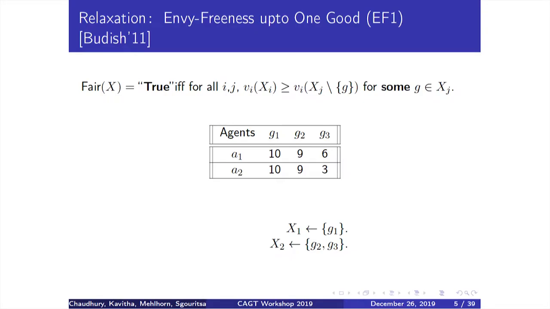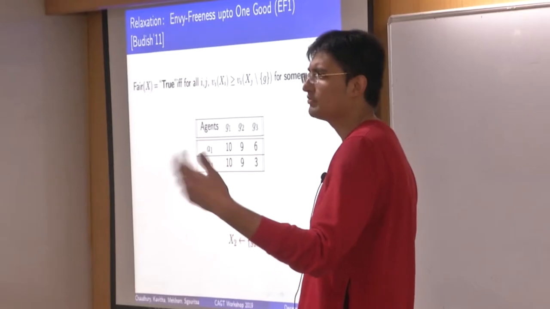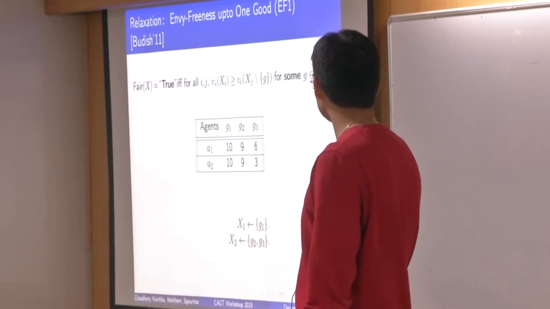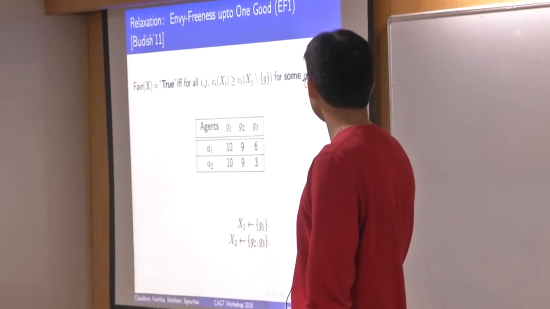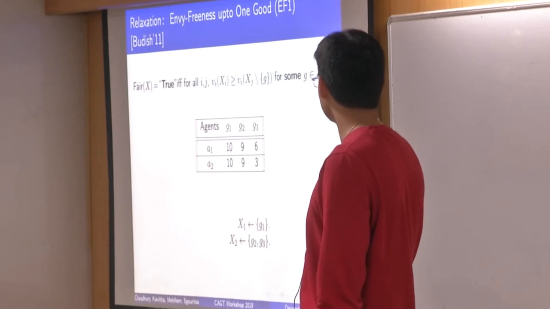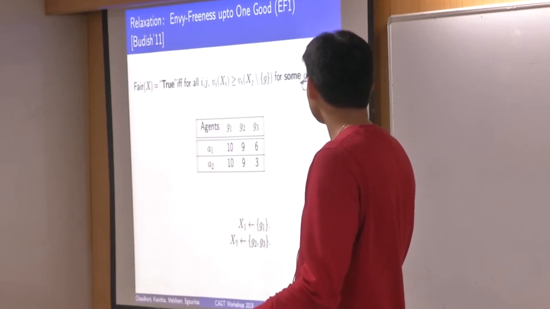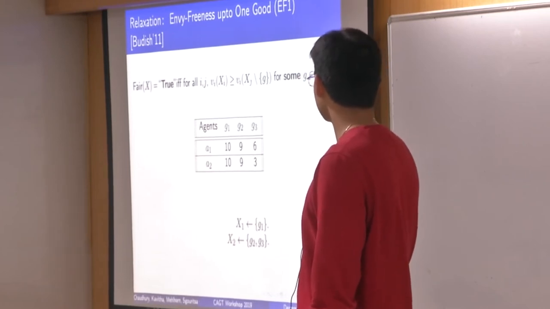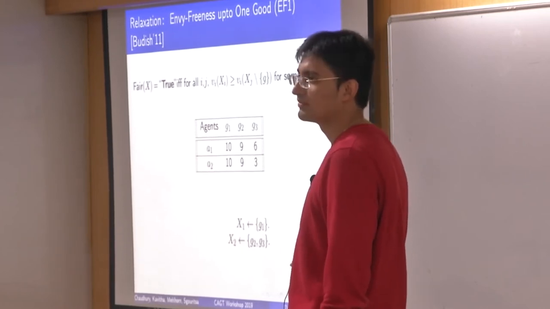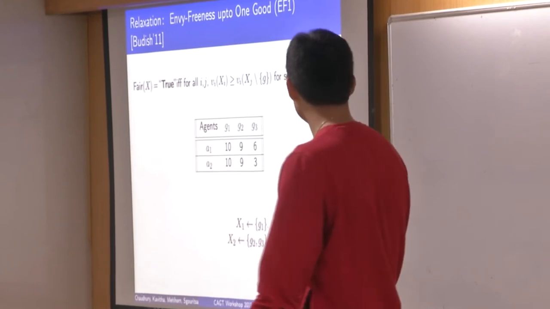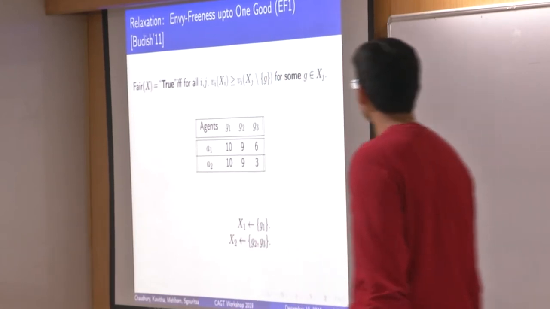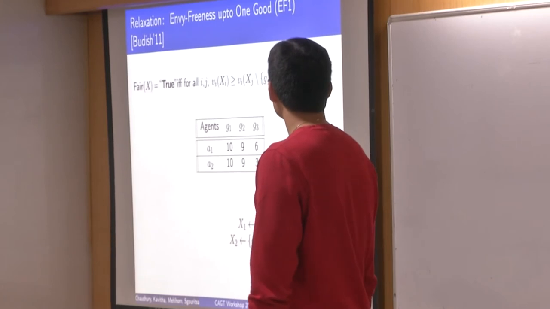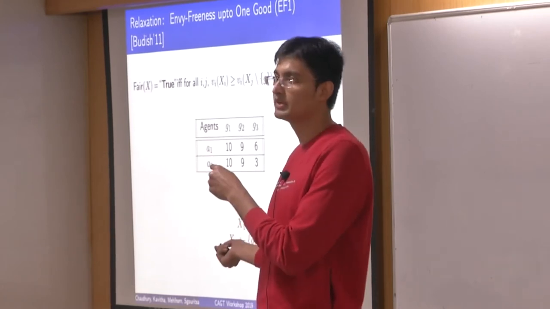An alternate EF1 allocation would be something like this, where you give agent 1 G1, and you give agent 2 G2 and G3. This is more satisfying because, if you look here, clearly agent 2 is very much content. Now, agent 1 would envy agent 2. But no matter which good you remove from agent 2's bundle, agent 1 would be better off. So this is also another feasible EF1 allocation. Okay, any questions regarding the definition of EF1?